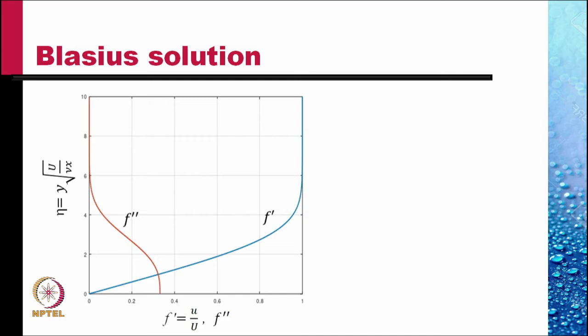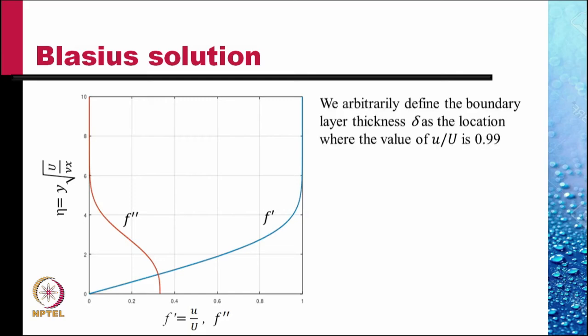The red curve shows the plot of f double prime. F double prime relates to del u by del y. So f prime relates to u and f double prime relates to del u by del y, the gradient of velocity. You notice that the velocity approaches 1, the capital U velocity, very quickly, but almost never reaches 1.